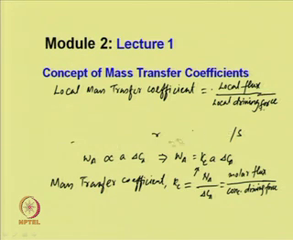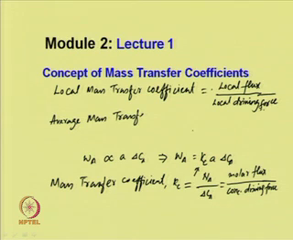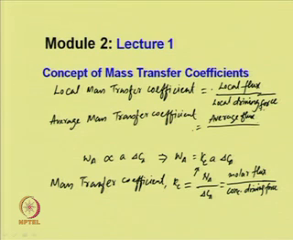And the average mass transfer coefficient can be defined as the ratio of the average flux and the average driving force. It is equal to the average flux over a surface and the average driving force.